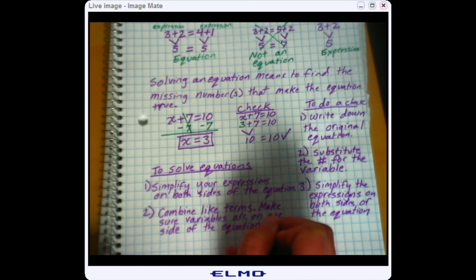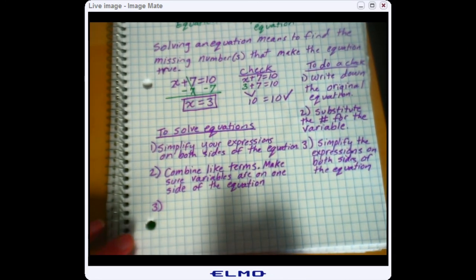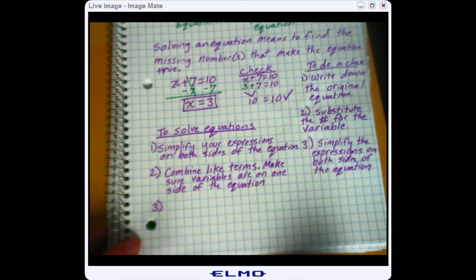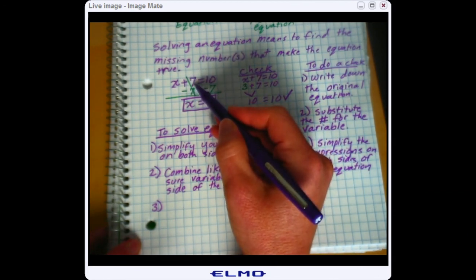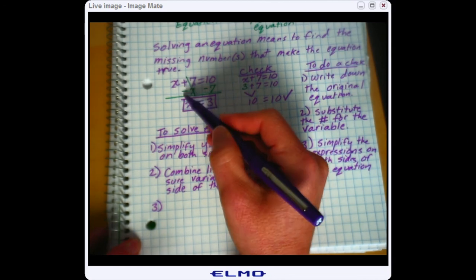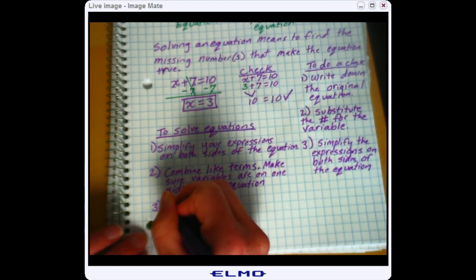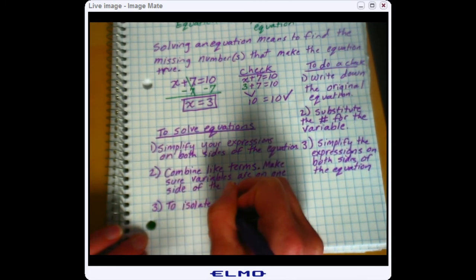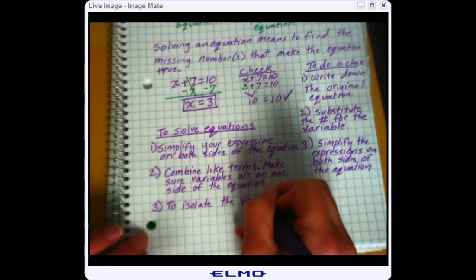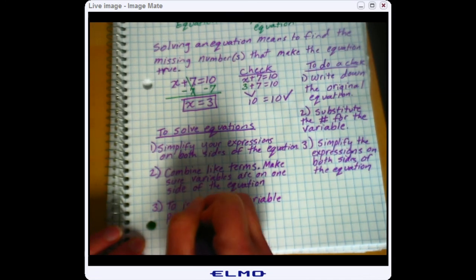And then the next process is that you're going to try to isolate that variable by performing inverse operations. So the opposite, and that's what's going to get it to isolate. And you can see we did that here. It said +7. The opposite operation of addition is subtraction. So we do that inverse operation. So now to isolate the variable, perform inverse operations.